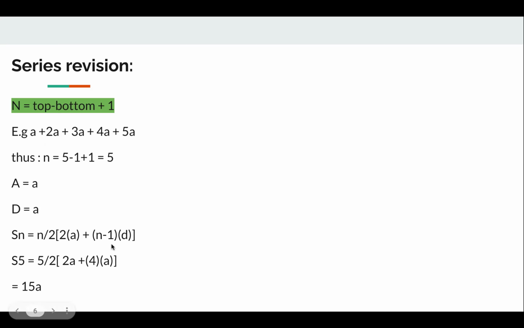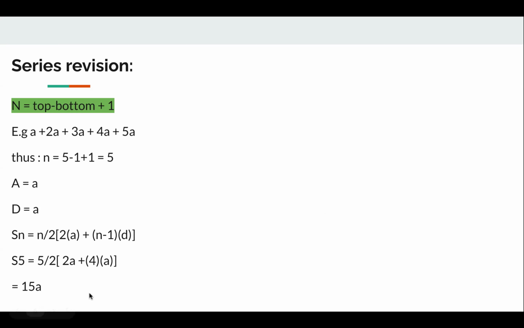Okay, so I know that since I have a constant difference instead of a ratio, the kind of series that I'm working with is an arithmetic series. And we know that the formula for an arithmetic series is given as Sn is equal to n over 2, open brackets, 2a plus n minus 1 times our constant difference d. We have our n value, we have our a value, and we have our d value. So we can simply sub all those things in to give us that Sn, or S of 5, because there are 5 terms here, would be 5 over 2, open brackets, 2a plus 4 times a, and that will give me 15a.